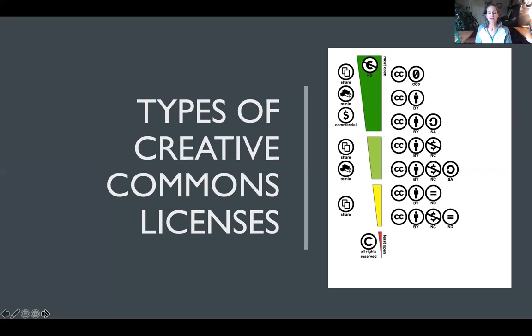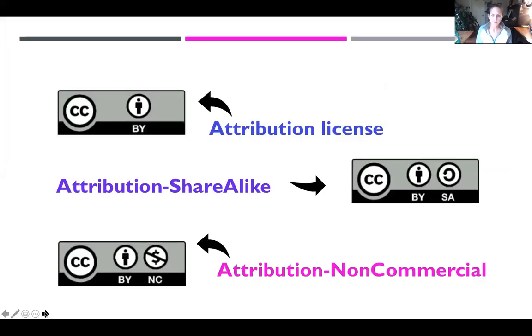Okay, so I want to briefly review the different types of Creative Commons licenses because you need to know what the different icons mean. You can see on the right whether or not you can share or you can modify, or not that you're making money on what you create here, but I'll review each of them briefly.